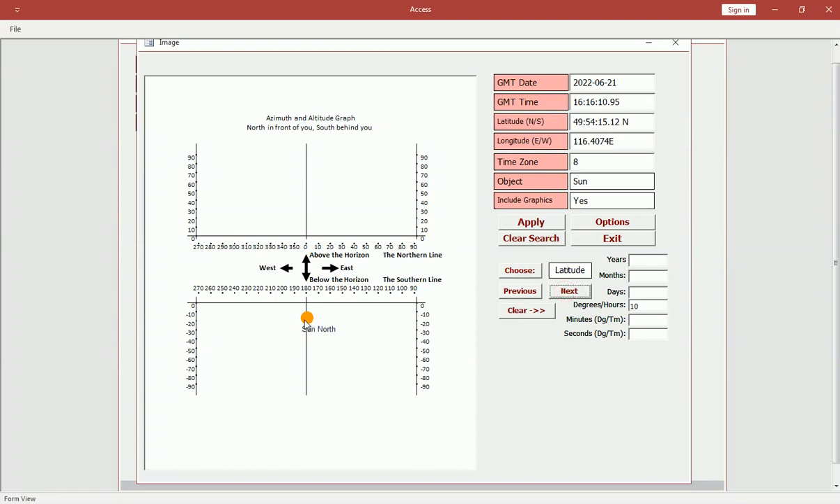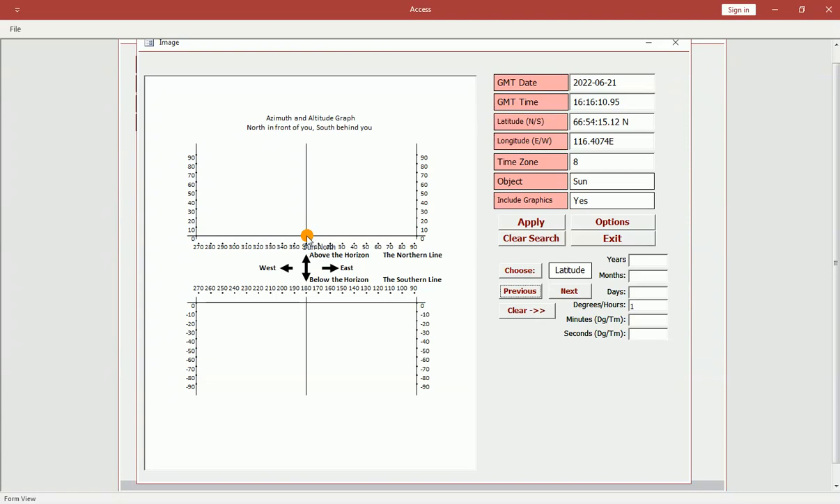Click next. It moved, the point of midnight moved closer to the horizon. Click another next. Click another next. Now we are almost above the horizon. Let's put the sun, the midnight point, at exactly the horizon. Previous. Now the center of this circle is exactly at the horizon.